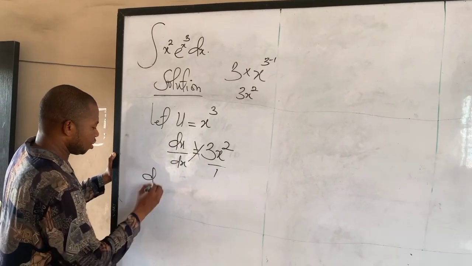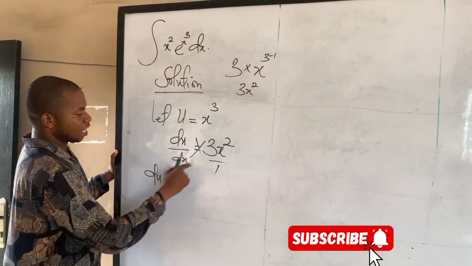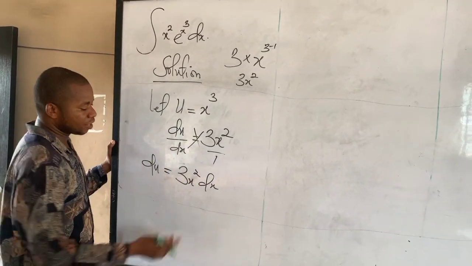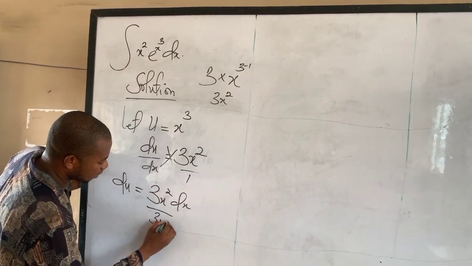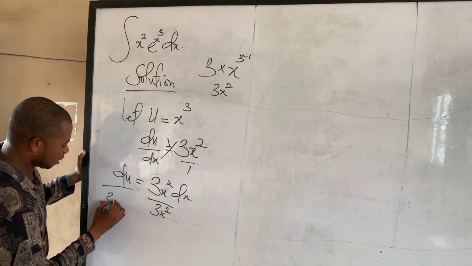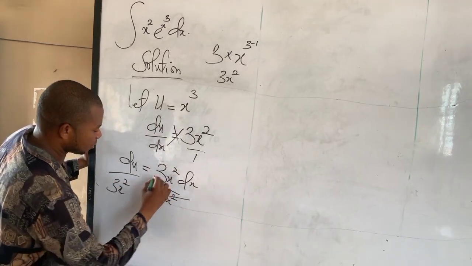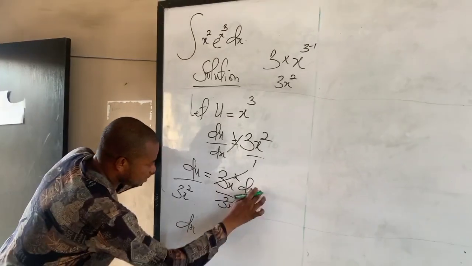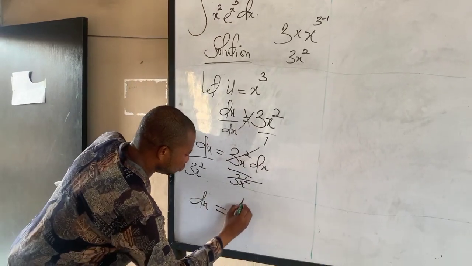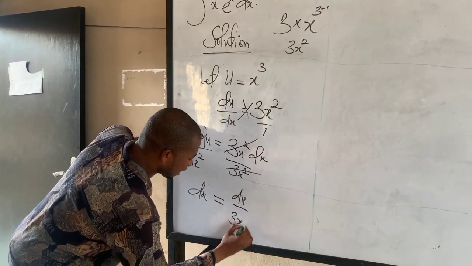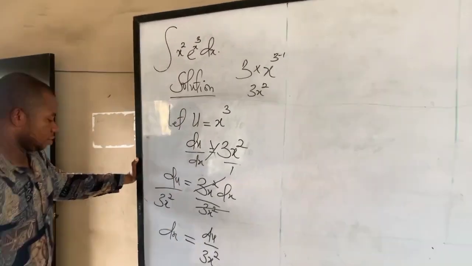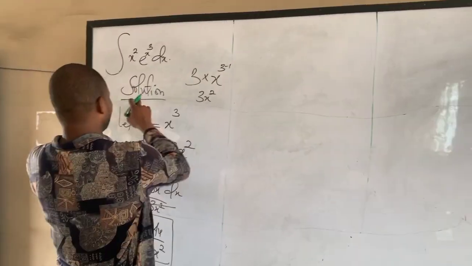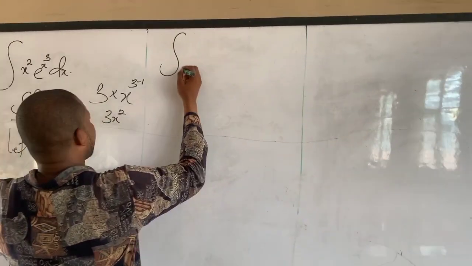du times 1 gives me du, is equal to dx times this, which gives me 3x squared dx. What am I looking for? dx. So I'm going to divide both sides of the equation by 3x squared. So this 3x squared cancels this, and I'm left with dx. So meaning that dx is equal to du over 3x squared.